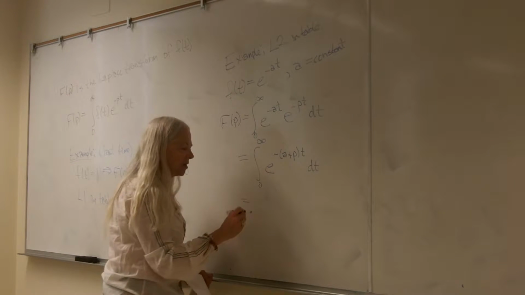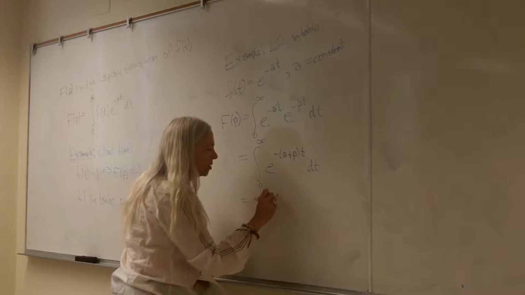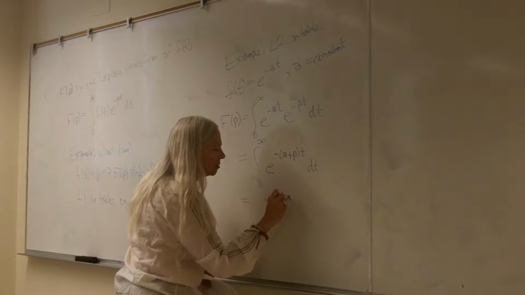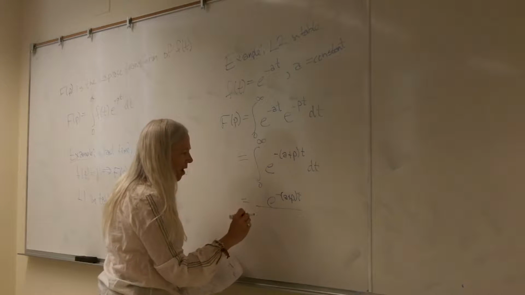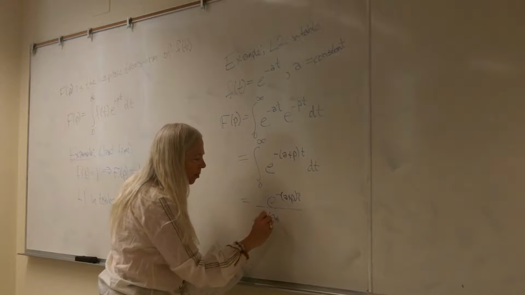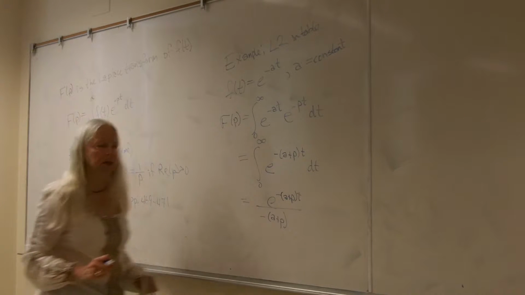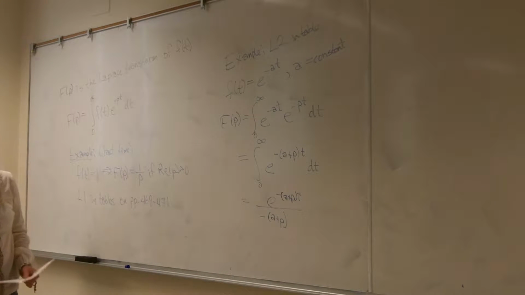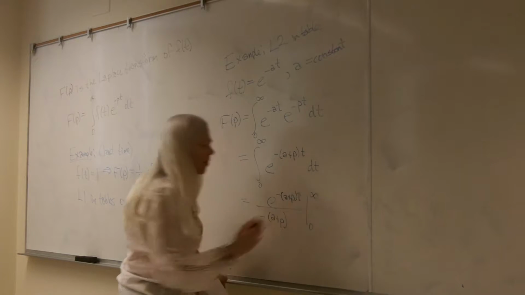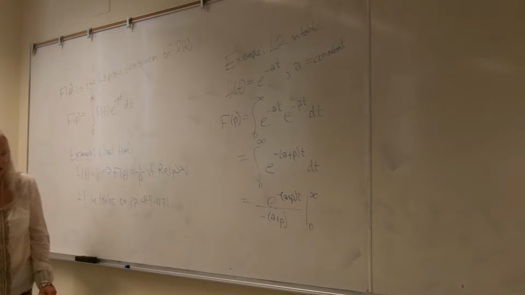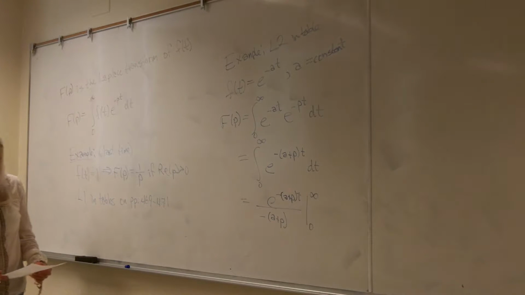And when we integrate this exponential, we get the same exponential back again. And we divide by minus a plus p, right? The coefficient of t in the exponent. Since this was a definite integral, we have to evaluate this at the limits of integration from 0 to infinity.